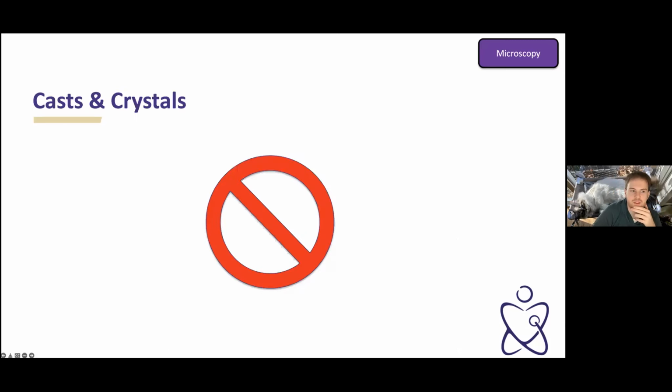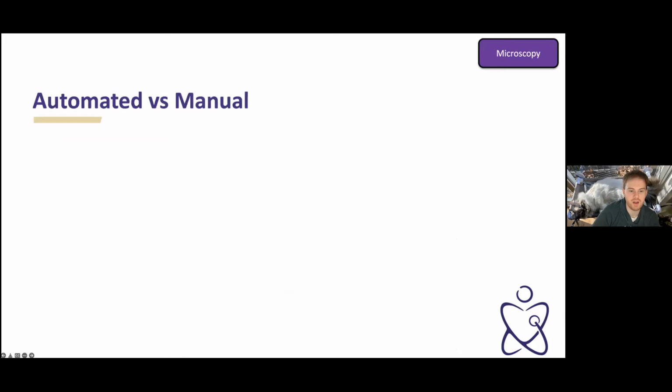Next on the list is casts and crystals, but I'm not going to really talk about casts and crystals because I think those are a big talk in themselves. And I don't think that's a very useful bit of your time right now. But I do want to share some stuff about automated versus manual microscopy.